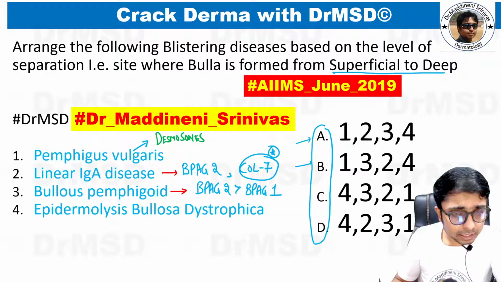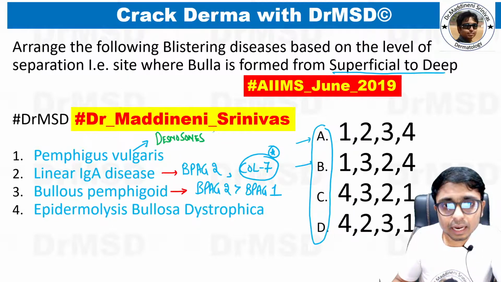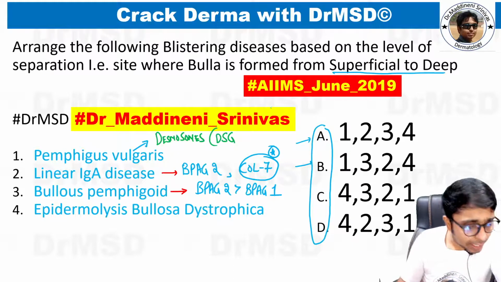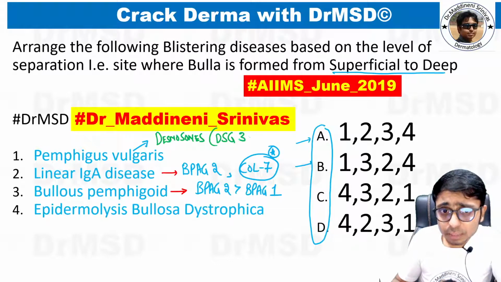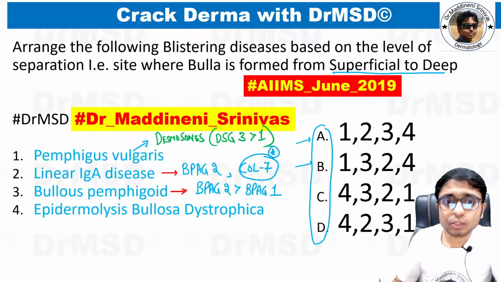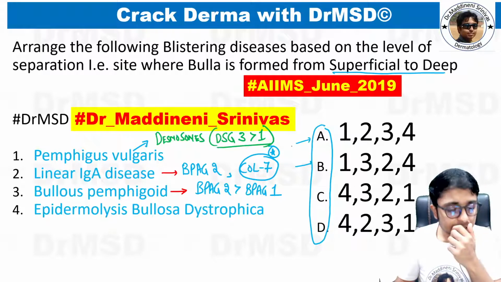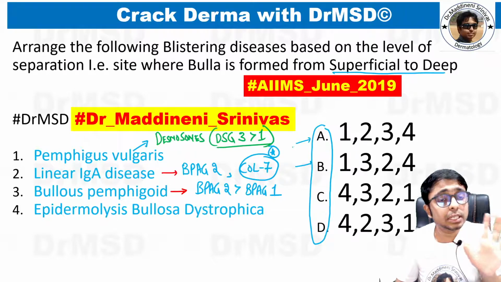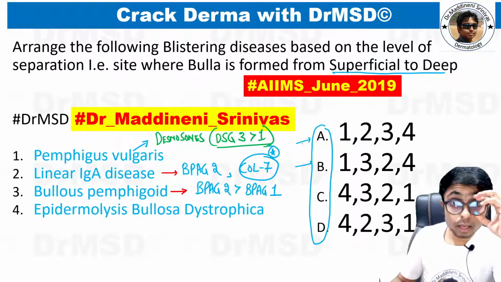Come on friends, please tell me. I will give you one more clue. They are called desmogleins. Very good, Anantmon, you have come up with the answer. Desmoglein 3 more than desmoglein 1. These are the antigens against which auto antibodies are produced in pemphigus vulgaris.